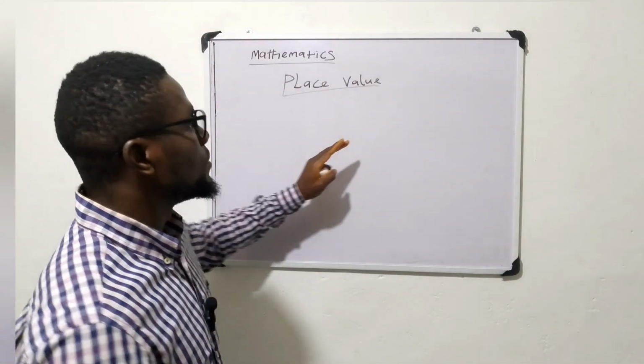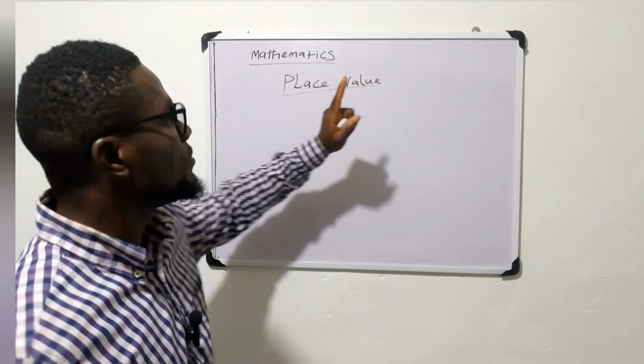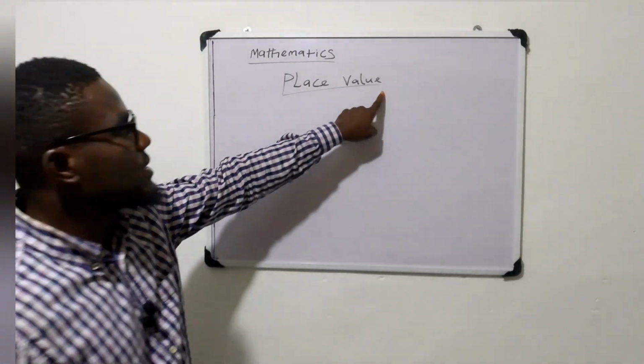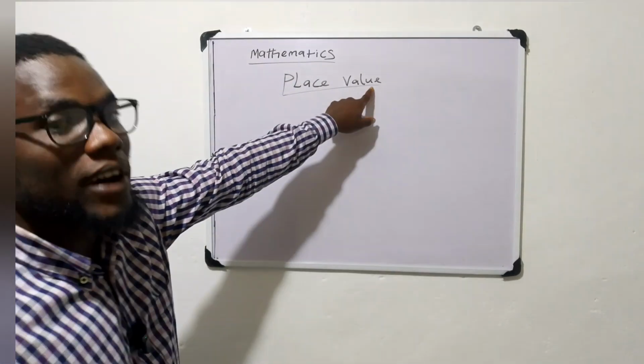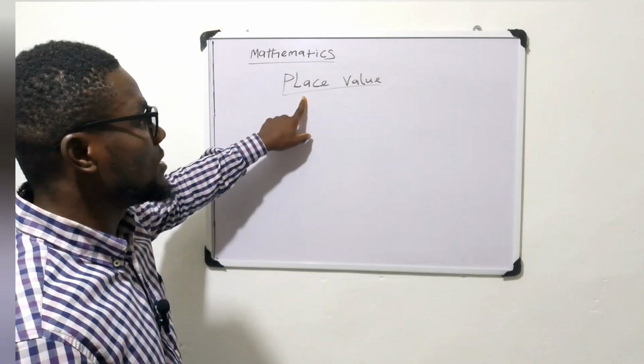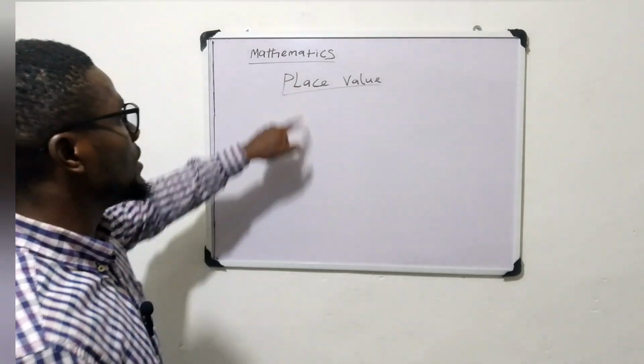Before we begin to write on the board, let's try to understand the concept of place value. Now look on the board, place value. As the name implies, it is the value assigned to the place of a digit.